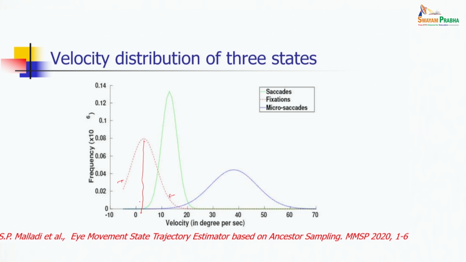Whereas for the saccadic movement, mostly the velocities would be around 12, 13 degrees per second. But microsaccades have a very high velocity, and also a wide range of variation. I should say it is around 40 degrees per second, 38, 39 at the peak, but it has a wide range of velocities.